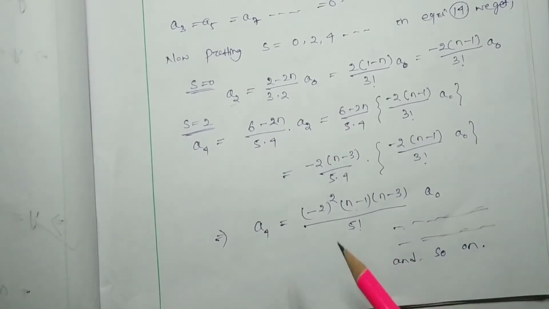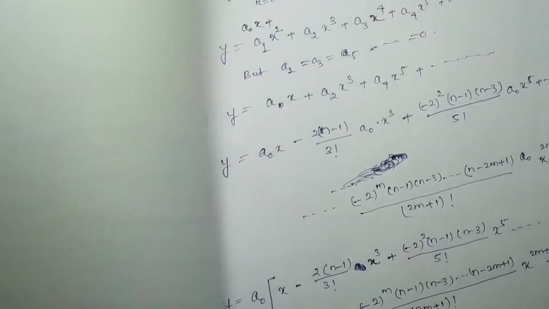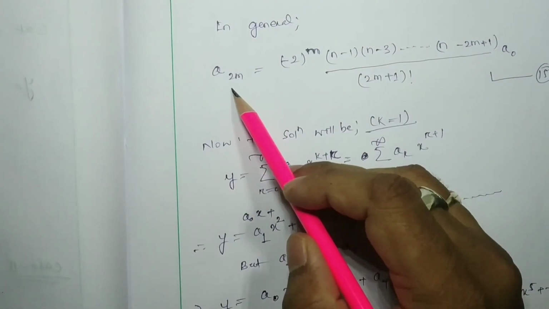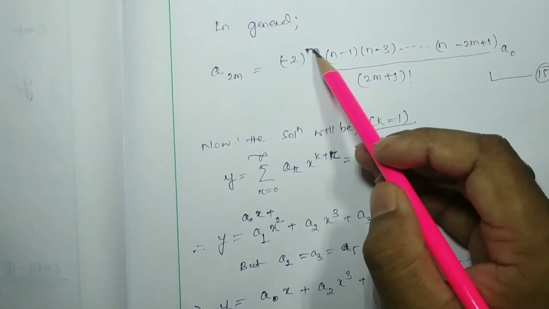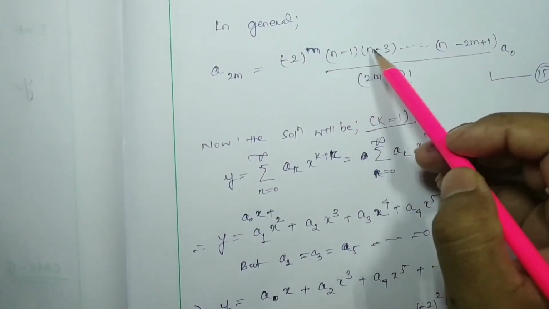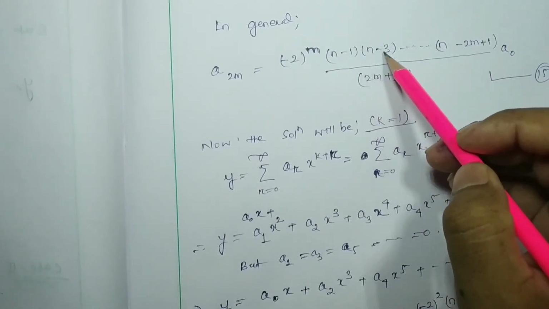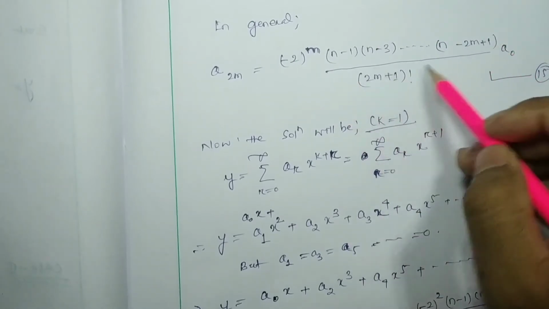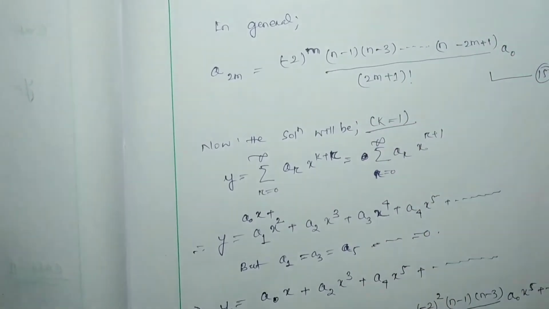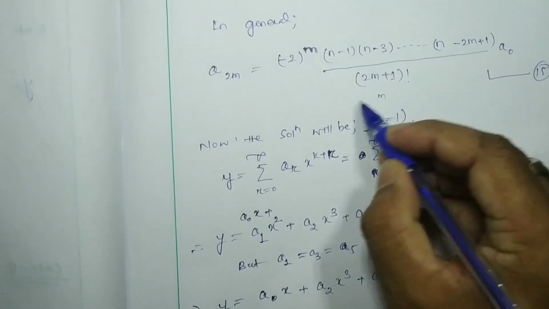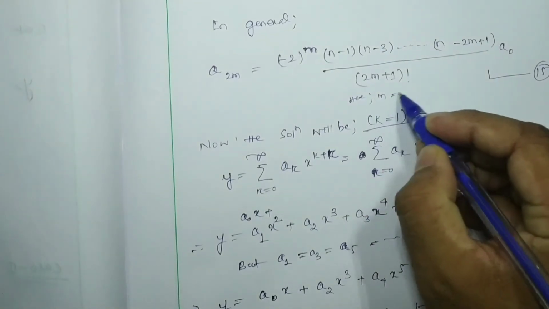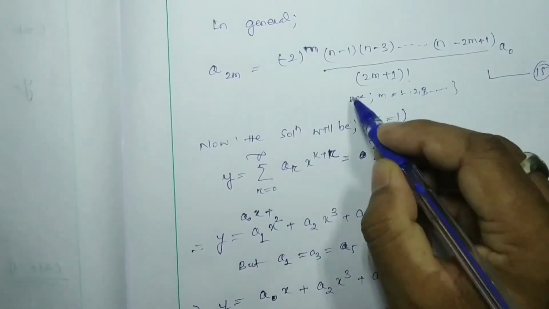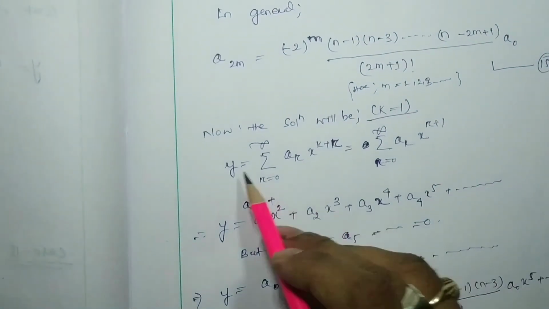In general the even terms of a can be written as a_2m equal to minus 2 to the power m, (n minus 1)(n minus 3) dot dot dot (n minus 2m plus 1), whole divided by (2m plus 1) factorial. Here m is nothing but 1, 2, 3 and so on. Okay, now the solution.